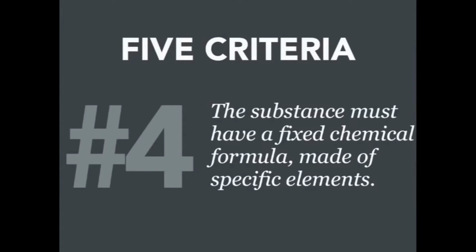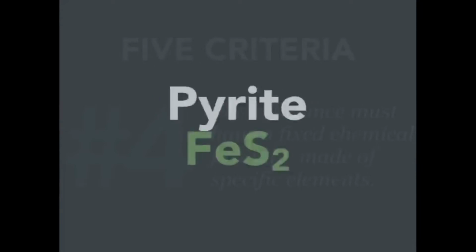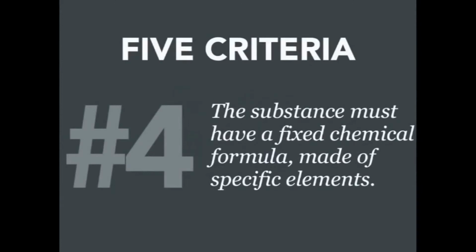Number 4, the substance must have a fixed chemical formula, meaning it's made up of a specific combination of elements. Let me give you an example. The mineral quartz is composed of silicon and oxygen bonded together, specifically one silicon bonded to 2 oxygen atoms. All quartz is made of this chemical formula. Another example, pyrite, often known as fool's gold, has a chemical formula of Fe, which is iron, and S, which is sulfur. And when these are bonded together in this particular arrangement, you get pyrite. So criteria 4 is that the substance must have a specific or fixed chemical formula. It has to be made of a specific recipe, if you will, of elements.